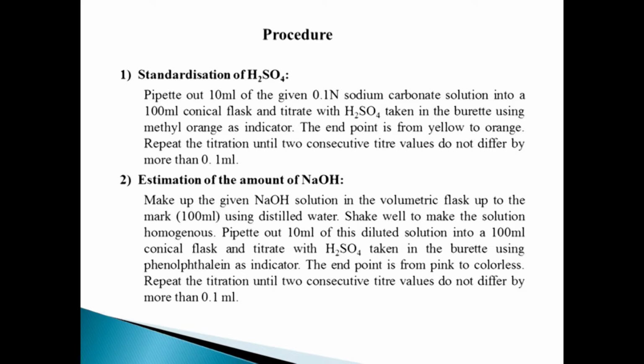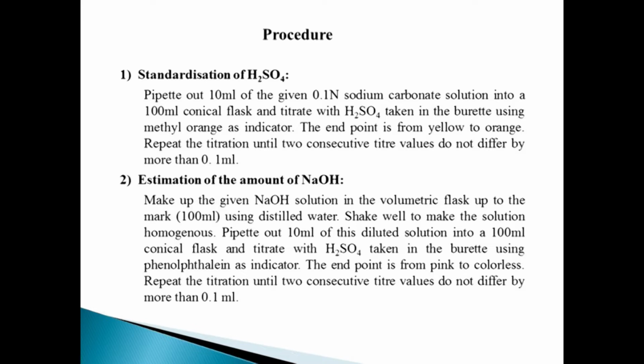The end point is from yellow to orange, which we can observe in the titration. We need to repeat the titration until two consecutive titer values do not differ by more than 0.1 ml. From this we can calculate the normality of sulfuric acid. After getting the normality of sulfuric acid, we can estimate the amount of sodium hydroxide.